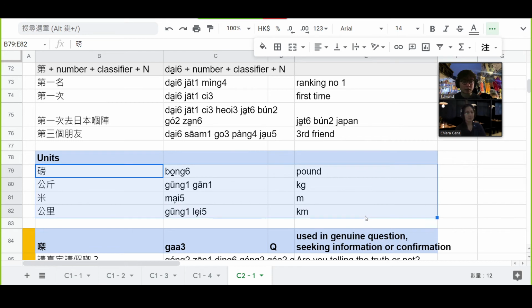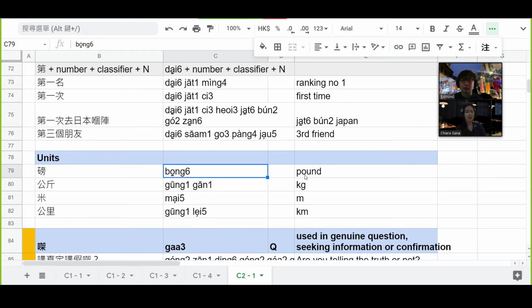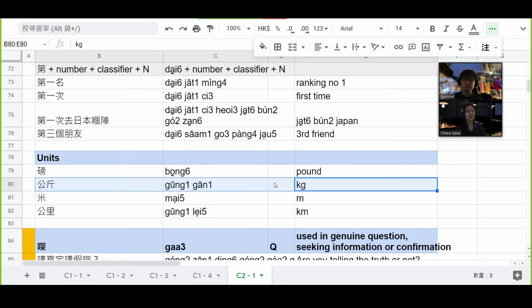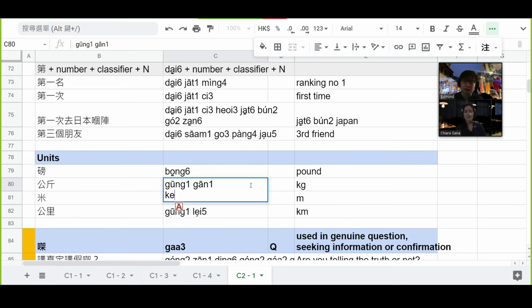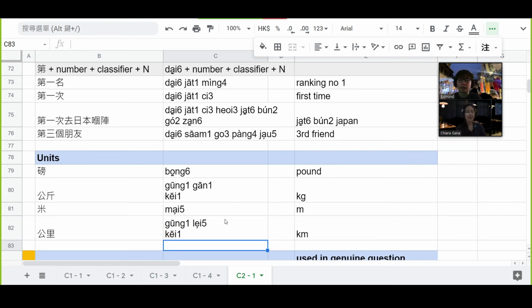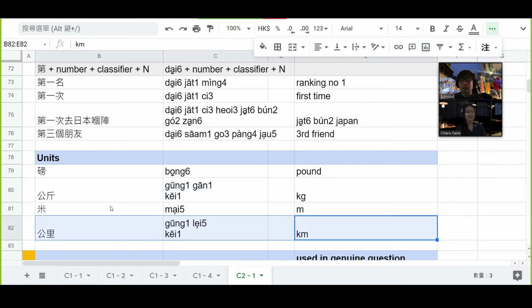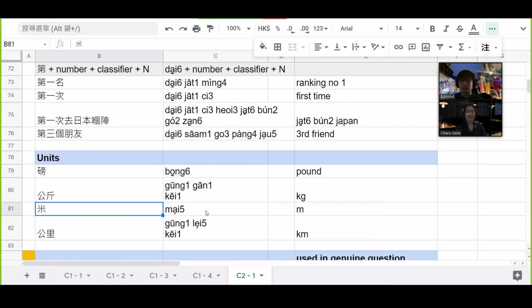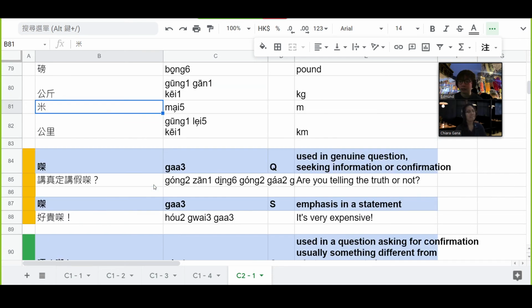There are some units that we use in daily life in Cantonese. Bong, pound, is used only for weight. When you are telling your weight, people usually say bong instead of kg. For kg you can say 公斤, or people might just say K. For kilometer, people say 公里 or they say K also, so depending on the context these two might sound the same. For meter, people say 米, the same character as for cooked rice.